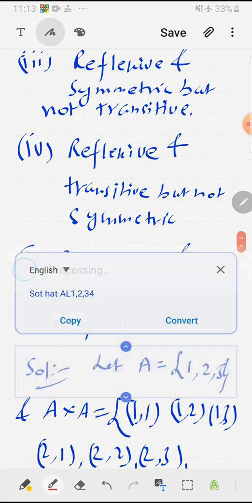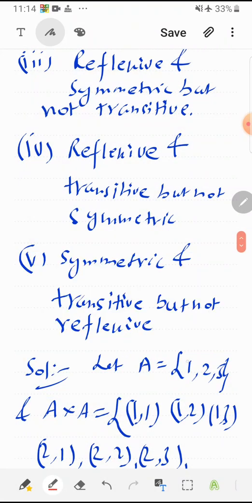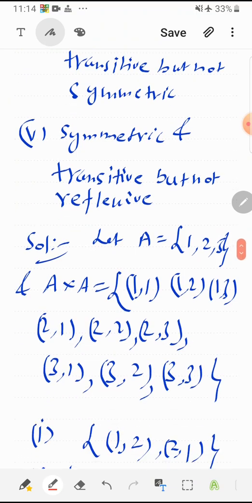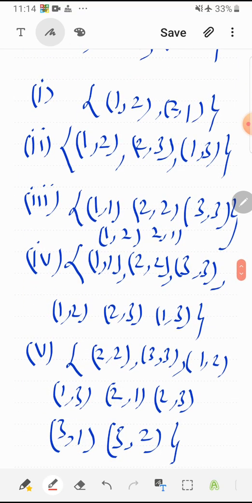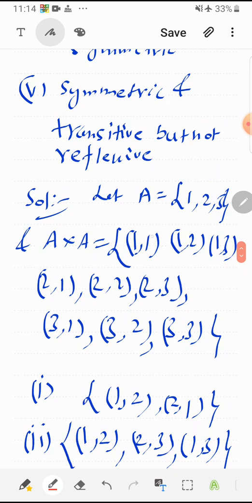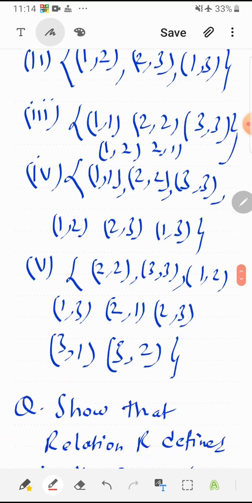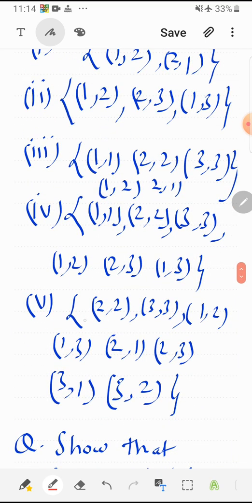And lastly, symmetric and transitive but not reflexive. When I say symmetric and transitive but not reflexive, out of A cross A I will remove either (1, 1) or (2, 2) or (3, 3), any one, or maybe all 3. So then, because I have removed only one element, this pair, the remaining 8 pairs make a relation which is symmetric and transitive but not reflexive.